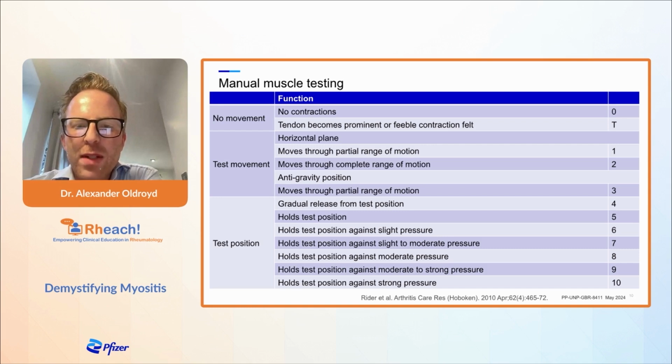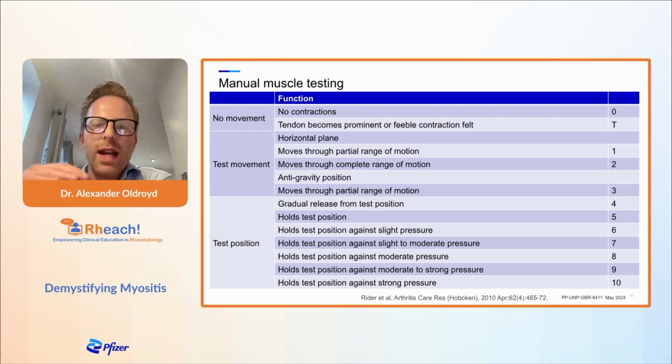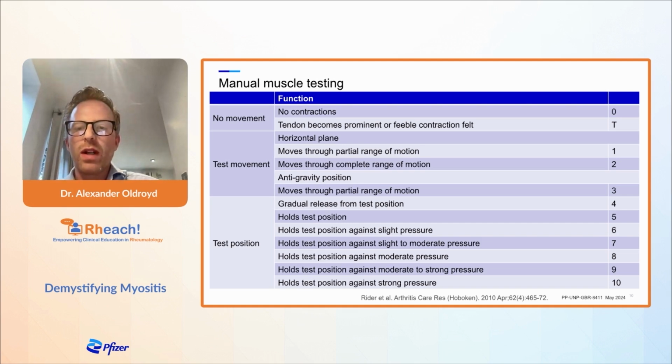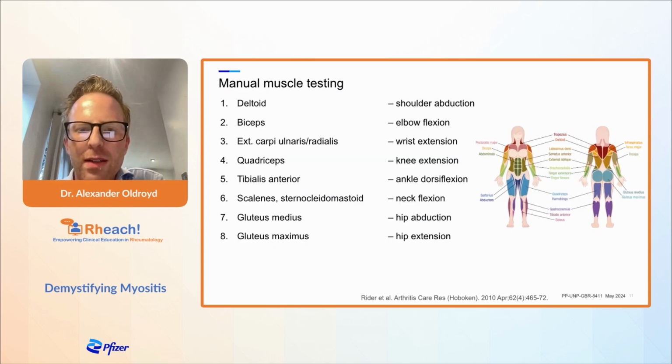5, they're holding the test position against gravity. In 4, they're holding the limb position against gravity, and then they're gradually releasing it. In 3, they're moving through a partial range of motion. 2, they're moving through a complete range of motion in the horizontal plane, so when you're taking gravity out of the context here. 1, they're moving through a partial range of motion in the horizontal plane. And then if you're going down to T, only the tendon is becoming prominent. 0, there's no contraction.